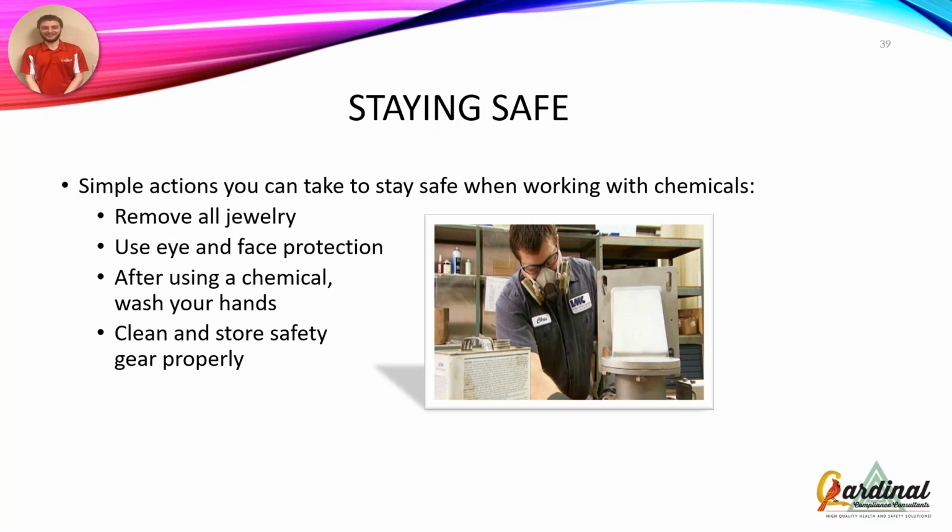These are some simple things you can do to stay safe when working with chemicals. A lot of manufacturers now don't allow you to wear jewelry, especially if you're working with chemicals, because unfortunately, if you're working with some caustic or corrosive materials, and you have a ring on, it can potentially corrode the metal to your skin.